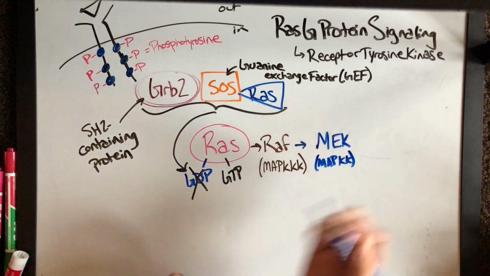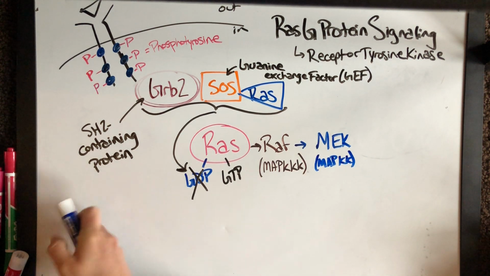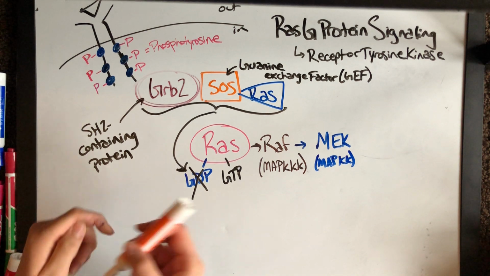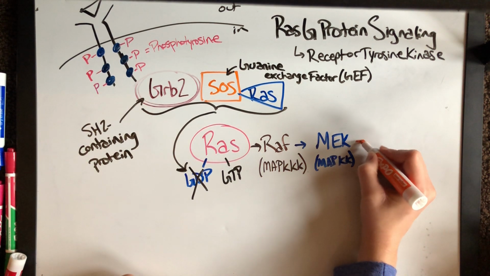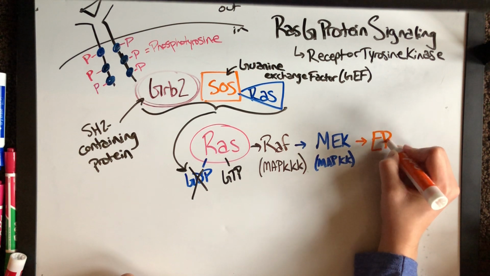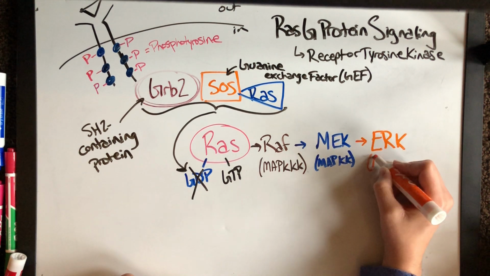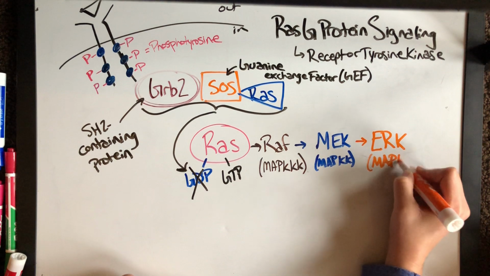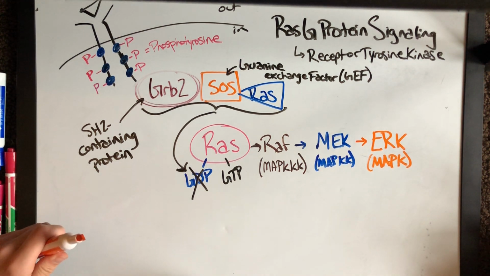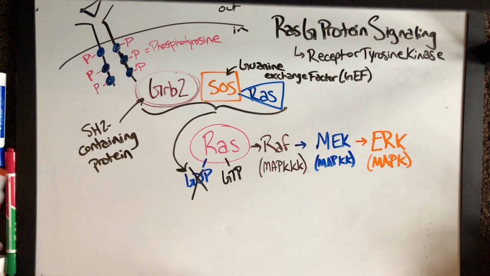MAPKK, so MAP kinase kinase, is going to go phosphorylate the next guy, which is ERK, also known as MAPK. So MAP kinase has kinase activity, so it's going to go phosphorylate something else.